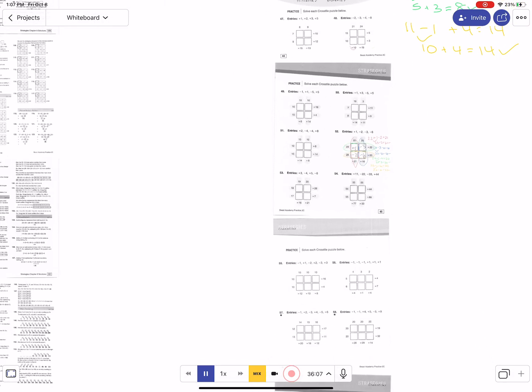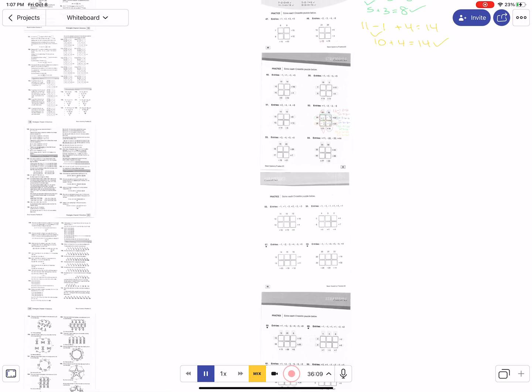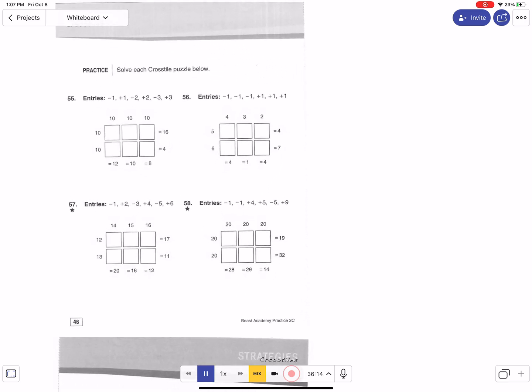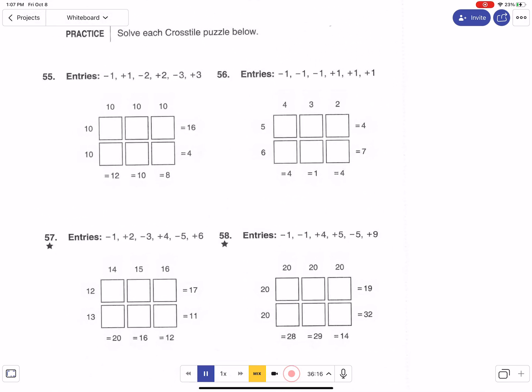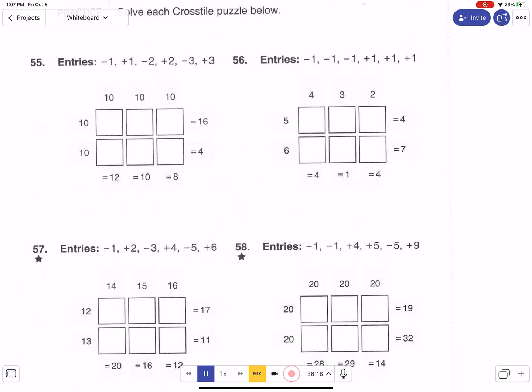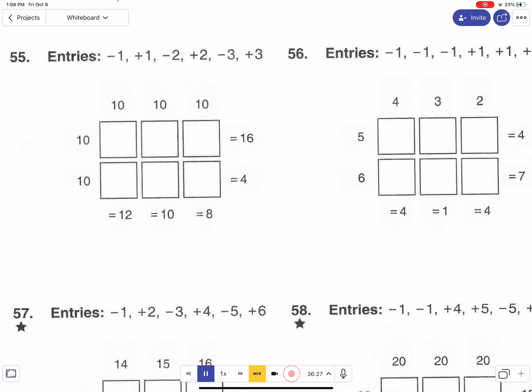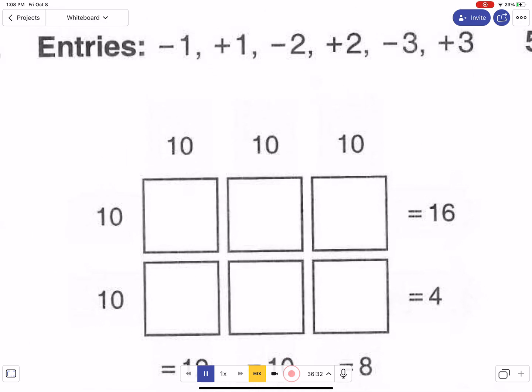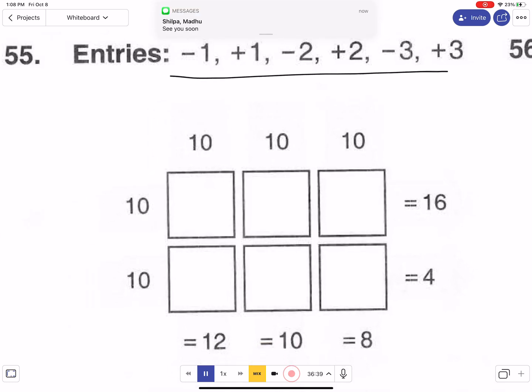Yay, we did that. So now it's going to get a bit harder. Let's do these cross-tile puzzles. Now I know you're like, oh my gosh, 3 boxes this time. Yes, 3 boxes this time. This is a bit tough, but we can do it. So let's look at our first problem. Here are entries. We have 6 entries this time because there's 6 boxes. So let's take this one step at a time.